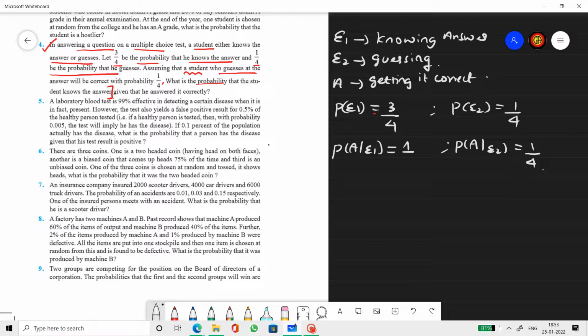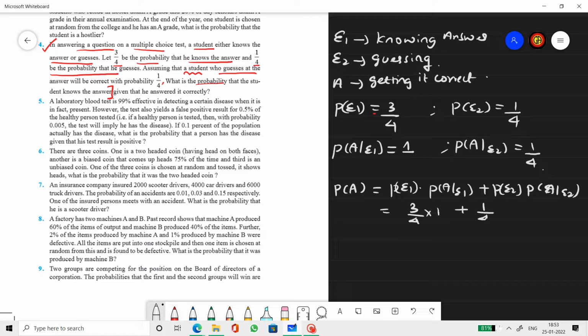Now the question asks us to find, what is the probability that he gets it correct? Total probability is getting it correct. He can know and get it right, or he can guess and get it right. So P of E1 into A given E1 plus P of E2 into A given E2, which is 3 by 4 into 1 plus 1 by 4 into 1 by 4.